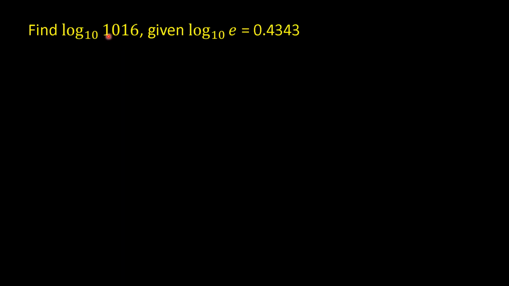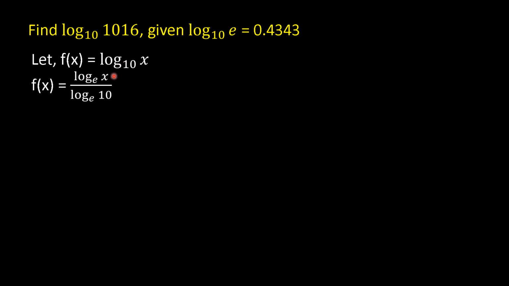Find log of 1016 to the base 10, given that log e to the base 10 equals 0.4343. We have to find the value of log of 1016 to the base 10, so we will assume our function f(x) as log x to the base 10. Since here base of the log is 10, we cannot find its derivative. We have to change this base 10 to base e. For that, we will use the change of base rule in logarithm and write log x to the base 10 as log x to the base e divided by log 10 to the base e.